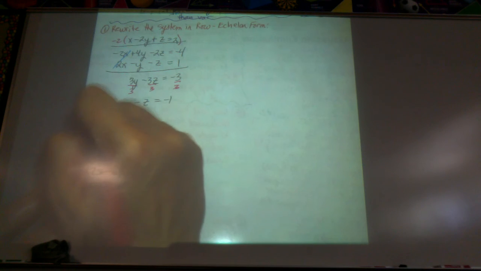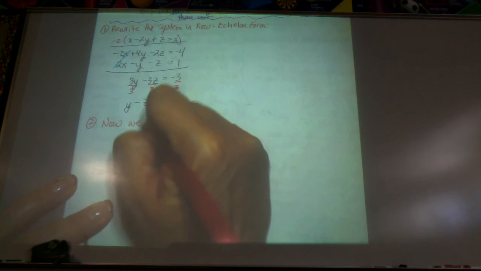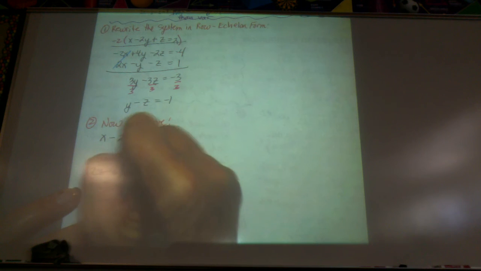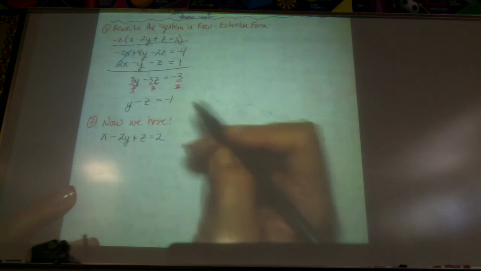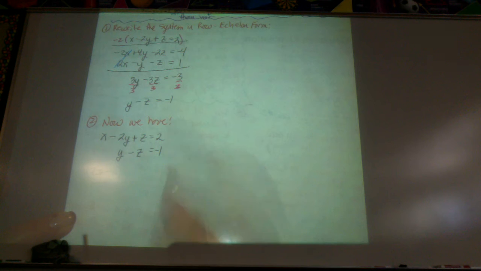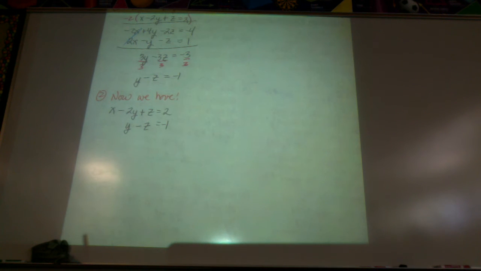So, step 2. Now we have our original first equation, x minus 2y plus z equals 2. We just created our new second equation, y minus z is equal to negative 1. That's what I mean by row echelon form, but we don't have a third equation. So here's what you're going to do. This is a big step, so I'm going to wait till you're ready. Is everybody ready? As ready as you'll ever be.